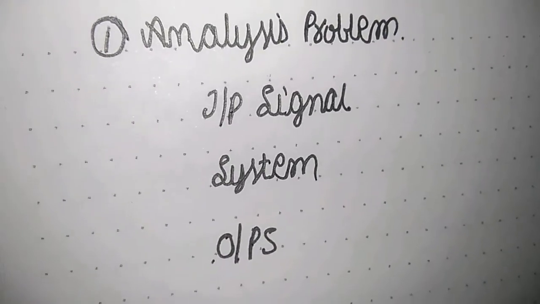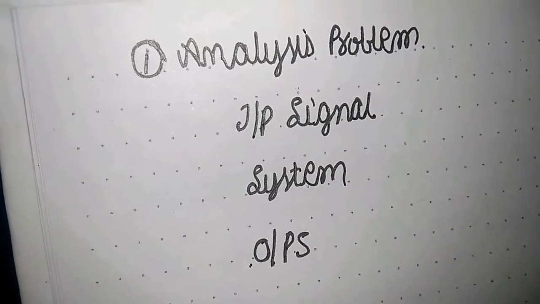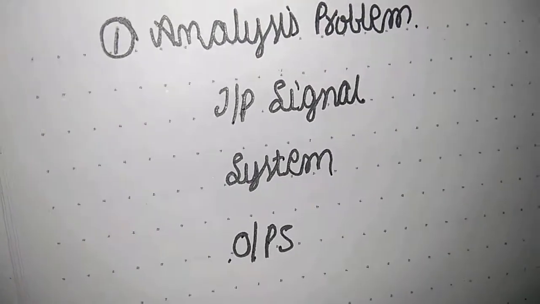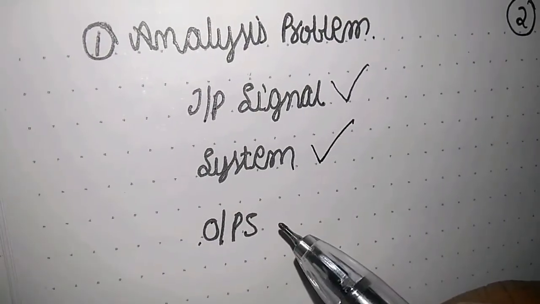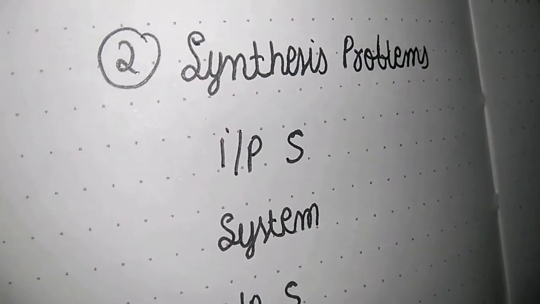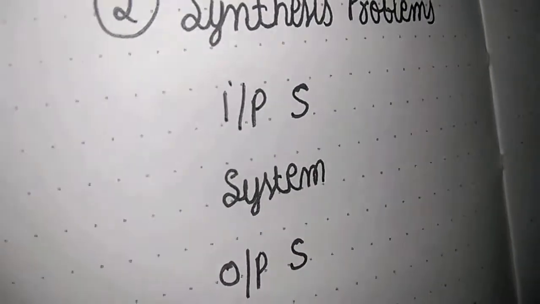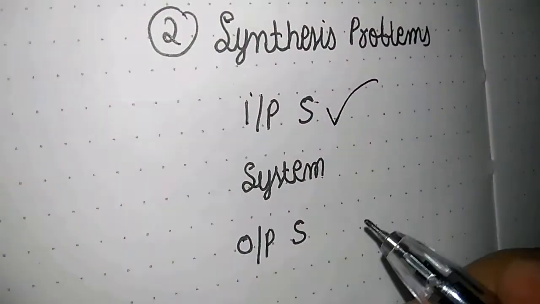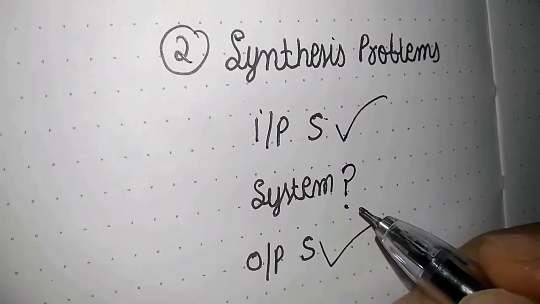There are two major types of problems we solve in the subject of signals and systems: analysis problems and synthesis problems. Friends, in an analysis problem, the input signal will be given, the system will also be given, and we should find the output signal. The other type of problem is the synthesis problem, where the input signal will be given and the output signal will also be given, and we should find the type of system.